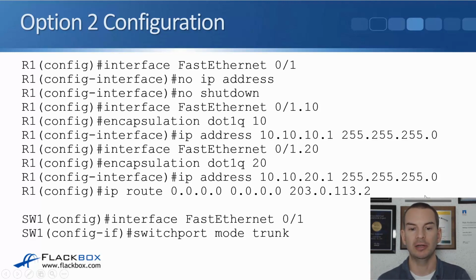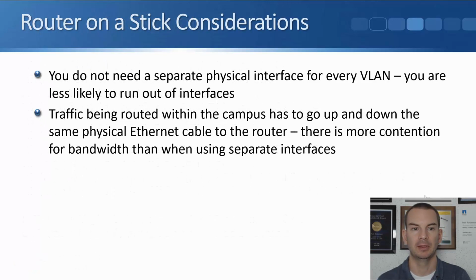So on the switch, I say interface FastEthernet 0/1, switchport mode trunk. So now whenever the switch sends any traffic up to the router, it will tag it with the .1Q tag, so then it will hit the correct subinterface on the router.